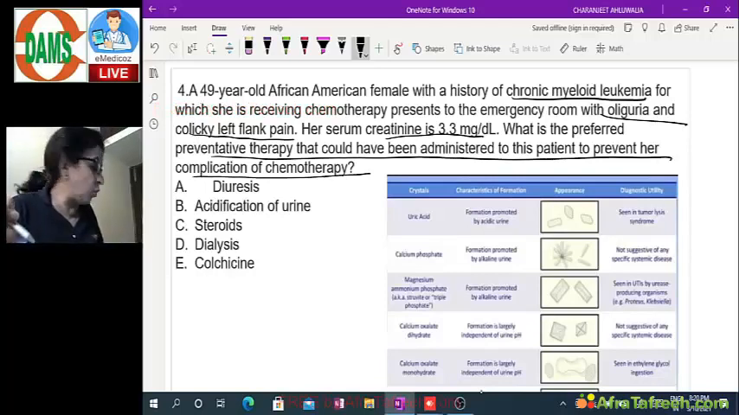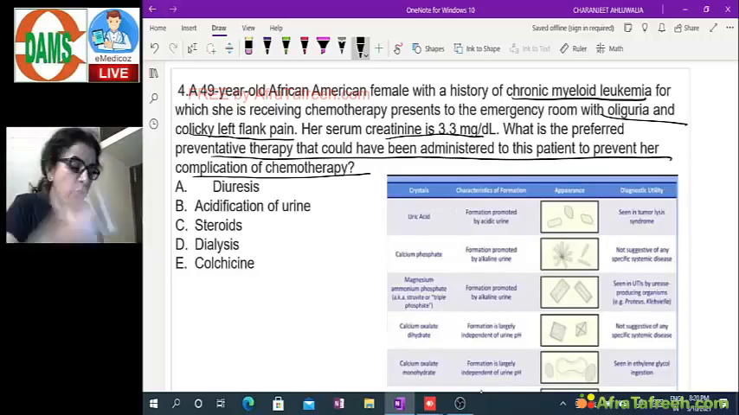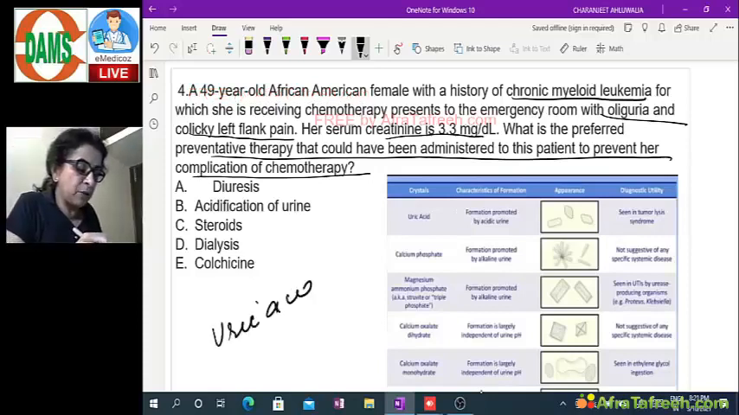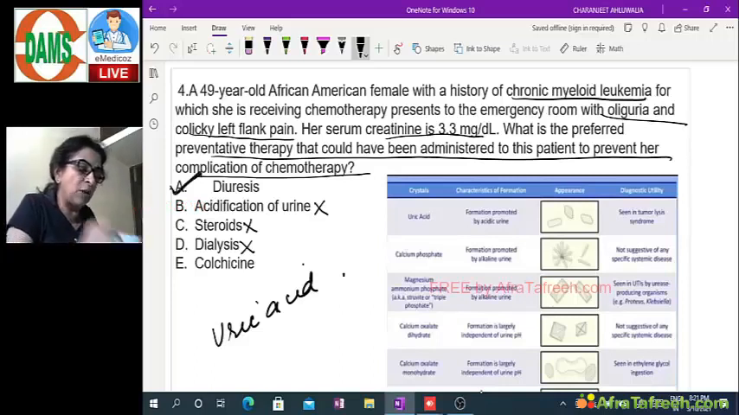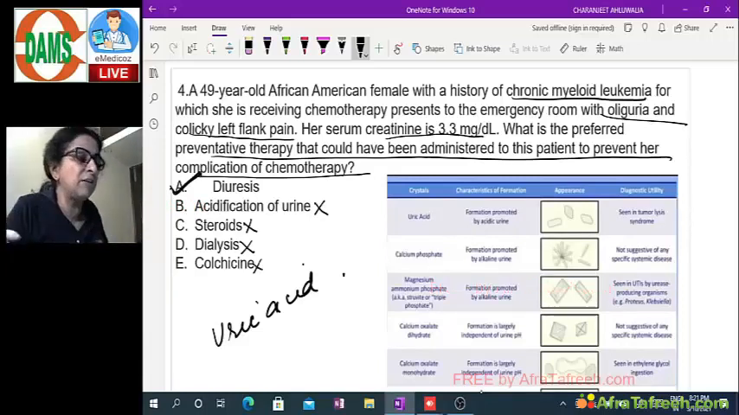This is high cell turnover. Since there is high cell turnover in CML, uric acid stones are formed. Now you know uric acid stones are formed in an acidic pH. So no role of steroids here, no role of dialysis, no role of acidification of urine. For uric acid stones, you will do alkalinization of urine, you will give them allopurinol, and for all the stones, you ask them to drink a lot of water so that they pass a lot of urine and diuresis is there. Colchicine is not related to the stone.